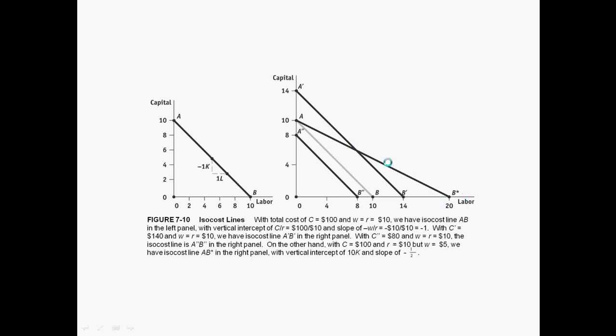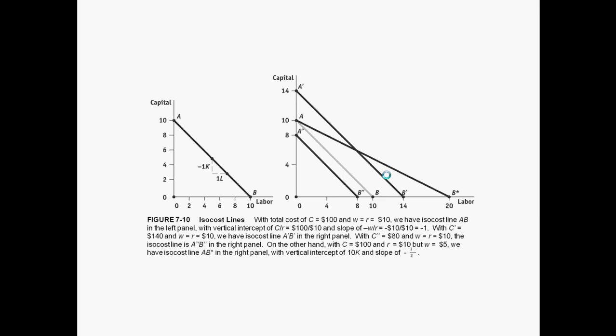This represents an isocost line for rather low wages. The A, B star, A prime, B prime represents an isocost line with somewhat higher wages.